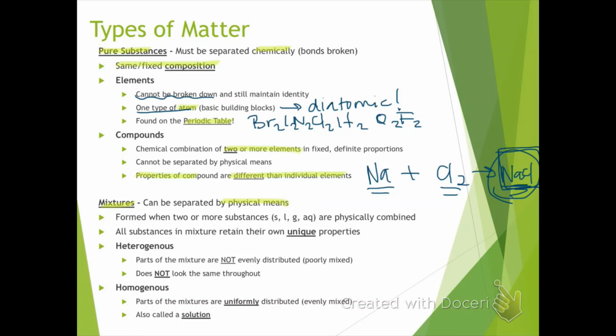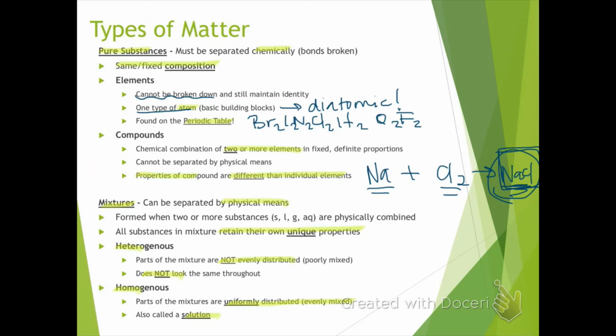Mixtures can be separated by physical means. So when two or more substances are physically combined, it doesn't matter what state of matter they are, and each substance within that retains its own unique property. So something like granite, we see the different colors, the different textures, crystal structures of the different minerals that are in there. Again, granite is a heterogeneous mixture where the parts are not evenly distributed, so it does not look the same throughout. Homogeneous mixtures, we do have that uniform distribution, and we can call those a solution there.